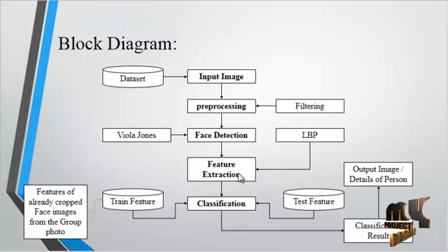After getting the test feature from the input face, the test feature undergoes classification. In this classification module, we include three types of inputs. First one is the test feature, then the train feature, then the target. The test feature represents the feature of the input image, then the train feature represents the feature of the database images, then the target represents whether the person is available or not. In the train features, the features of the already cropped face images from the group photo are taken.